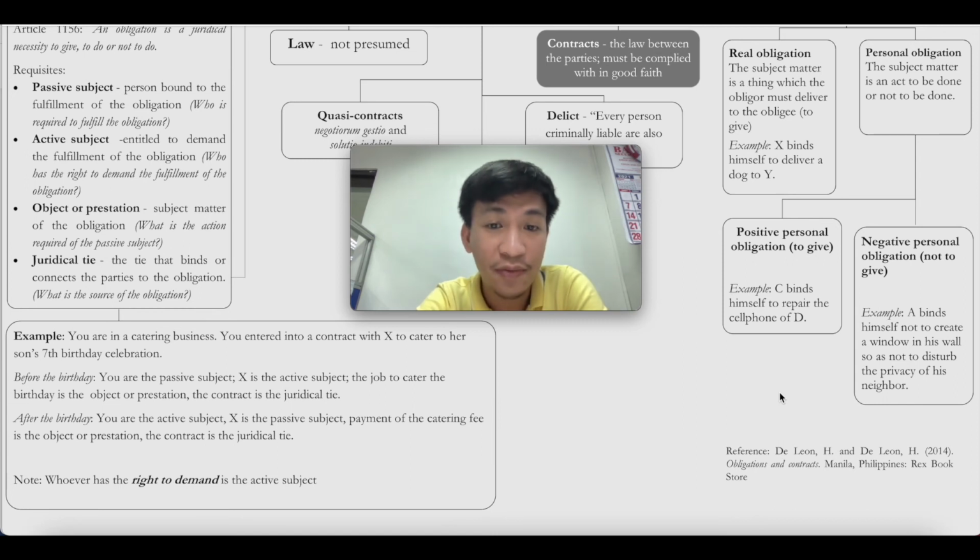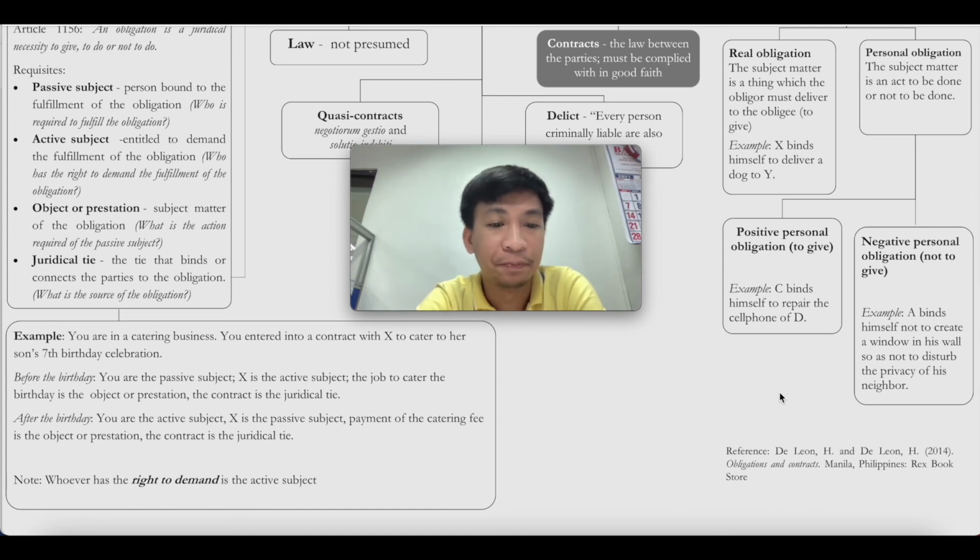So you are the passive subject. You are the one who should fulfill your obligation on these matters. Before the birthday, you are in charge. So you will have to fulfill your obligation to X. X is the active subject because she is entitled to demand that you fulfill your obligation. Meaning, he or she is entitled to tell you, do this, do that, etc., based on what you discussed in the contract.